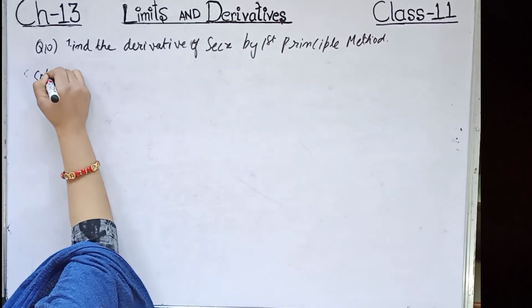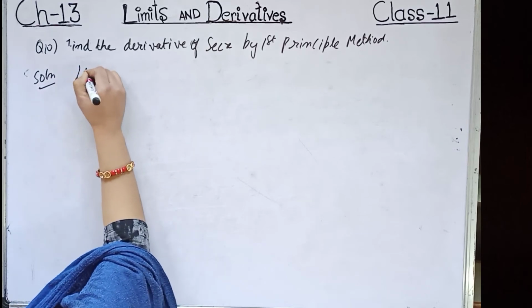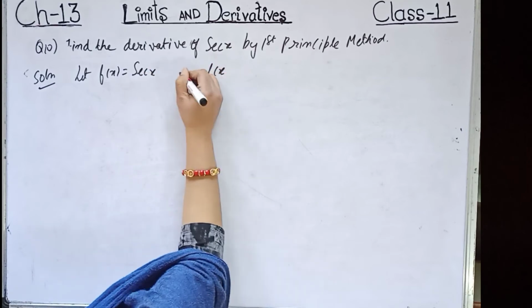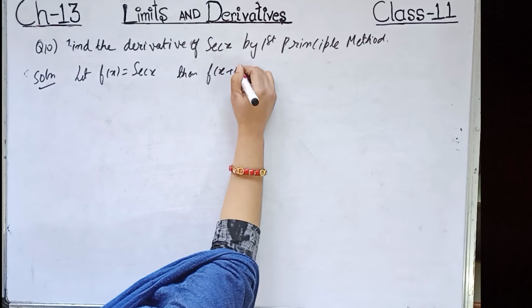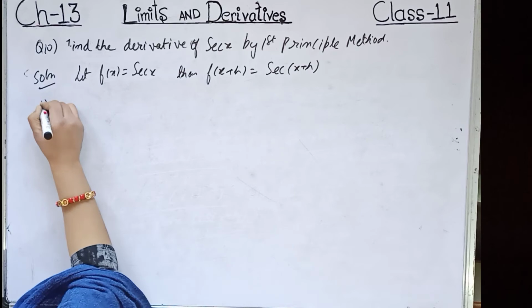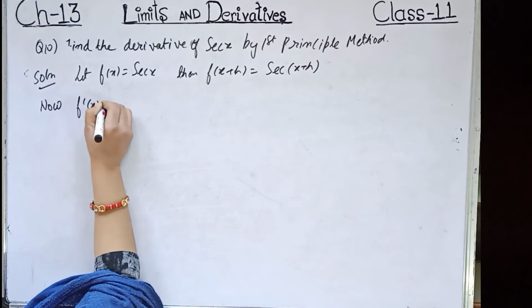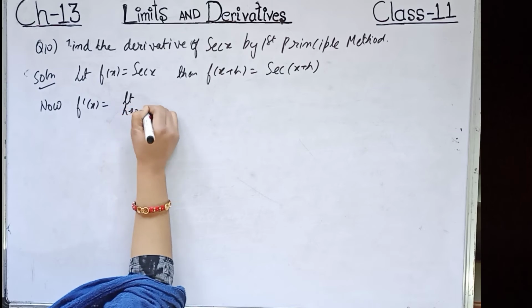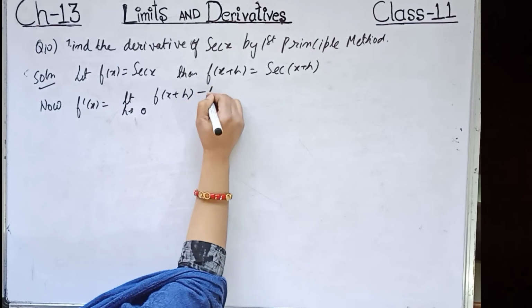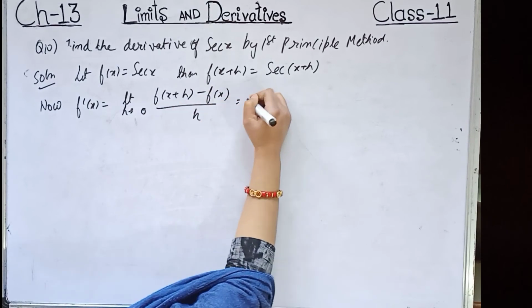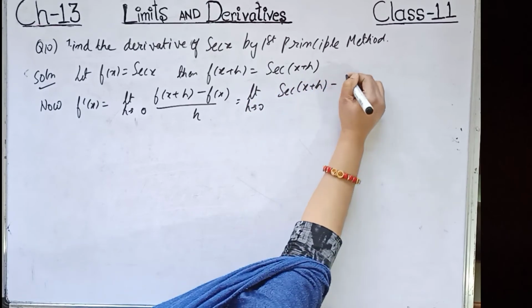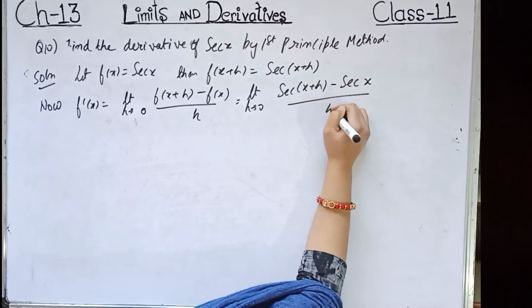So same thing we will be doing. The steps are actually same. Let f(x) equals sec x, then f(x plus h) equals sec of (x plus h). Now f dash x equals limit h tending to 0 of [f(x plus h) minus f(x)] divided by h, equals limit h tending to 0 of [sec(x plus h) minus sec x] divided by h.